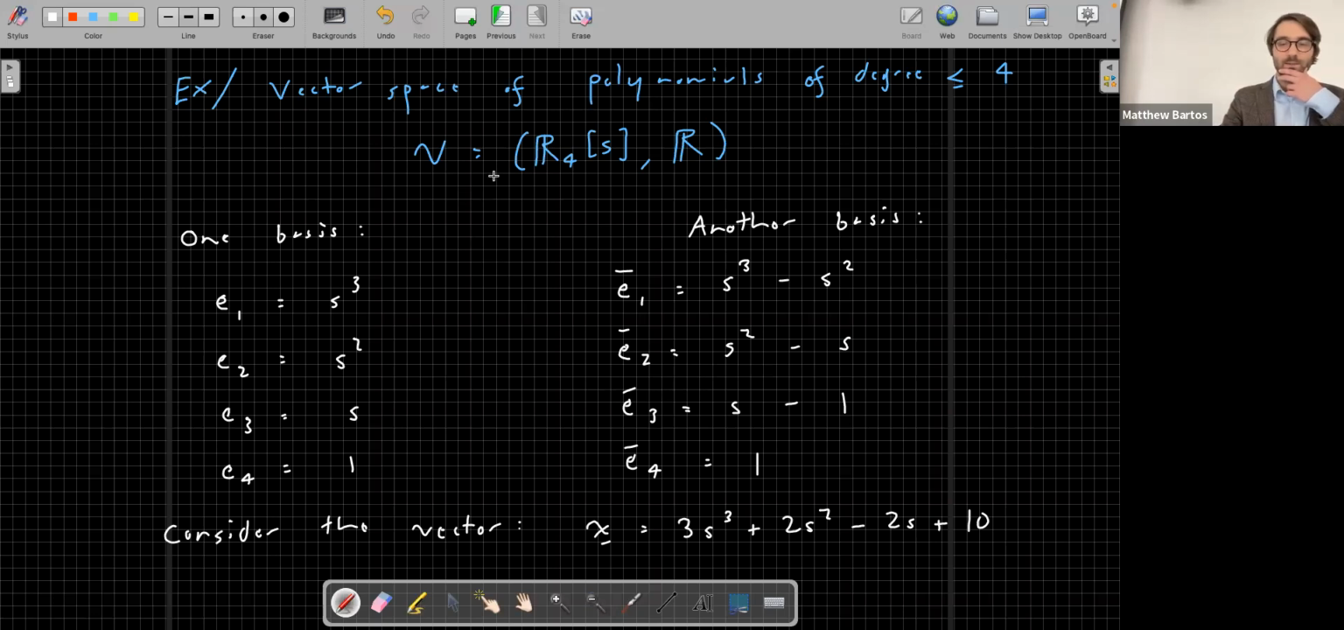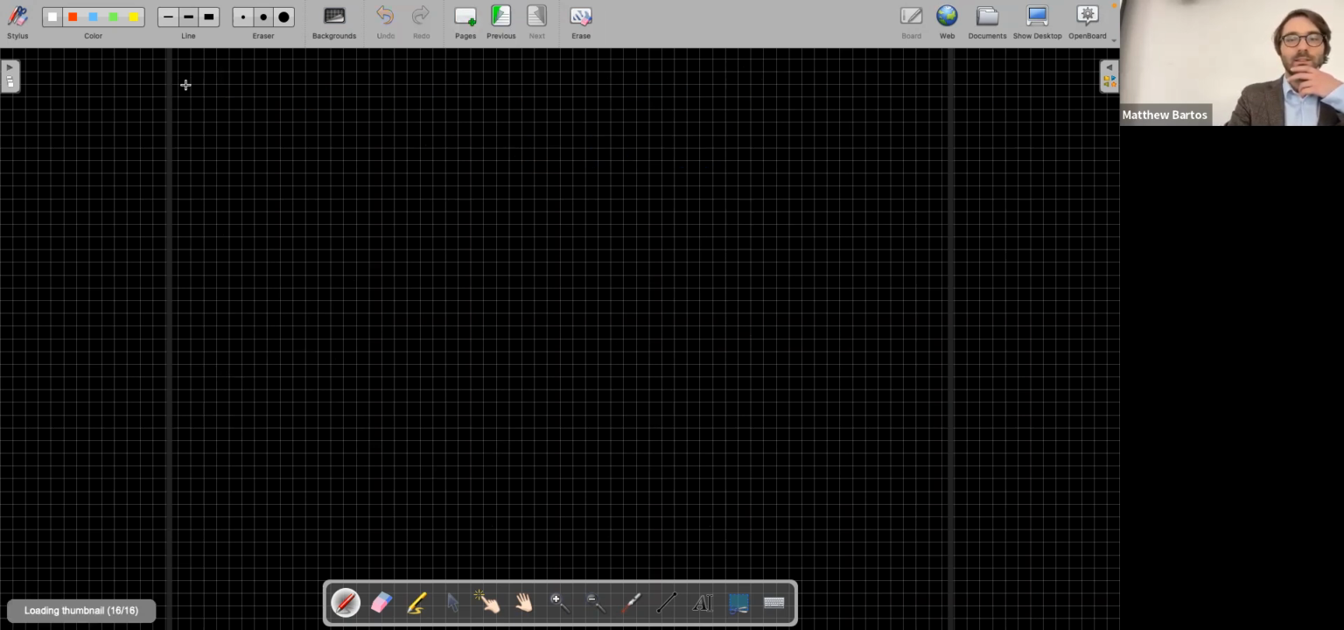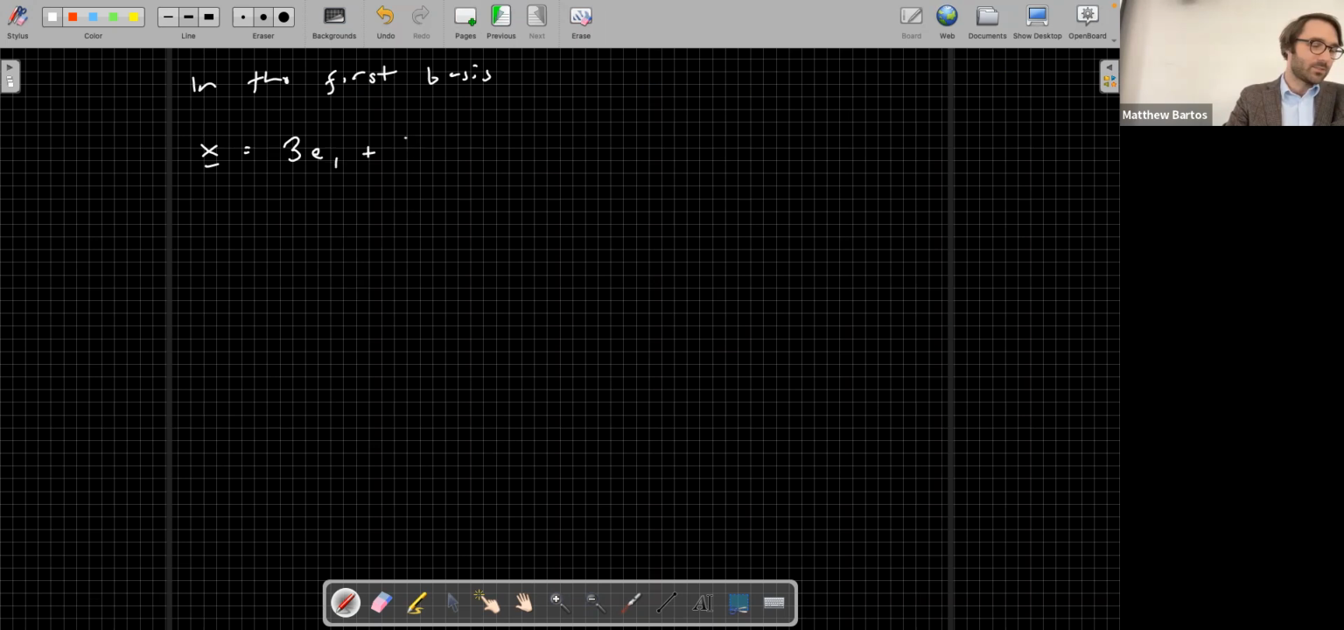So we can write this out in either basis. For the first basis, we just replace S with these different terms here. In the first basis, we have that x is equal to 3 times E1 plus 2 times E2 minus 2 times E3 plus 10 times E4, right? Because our basis elements are just s cubed, s squared, s, and 1.